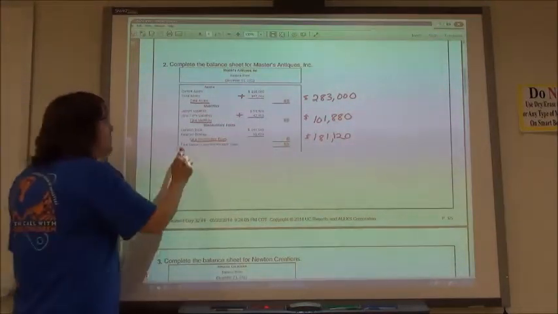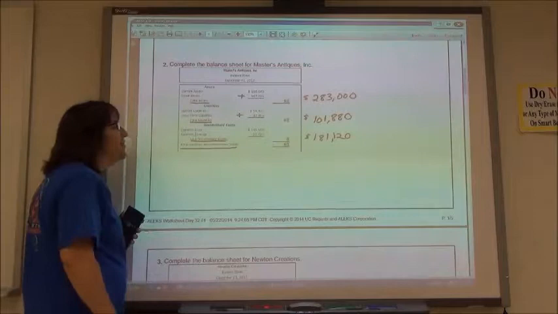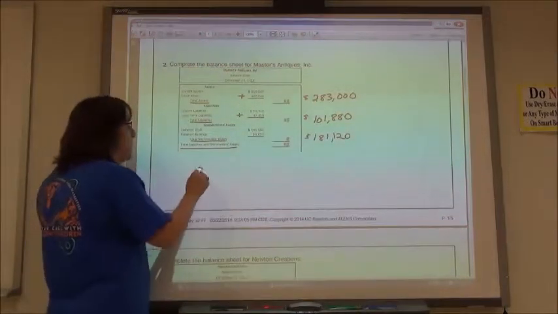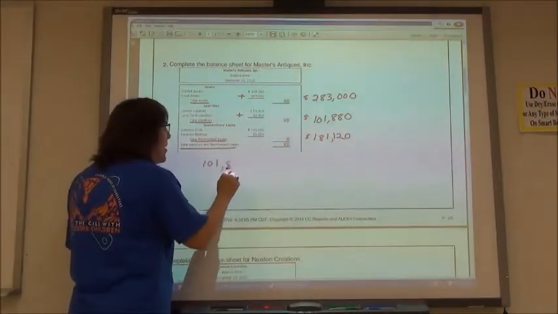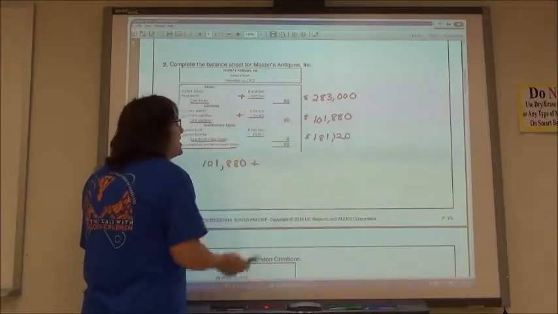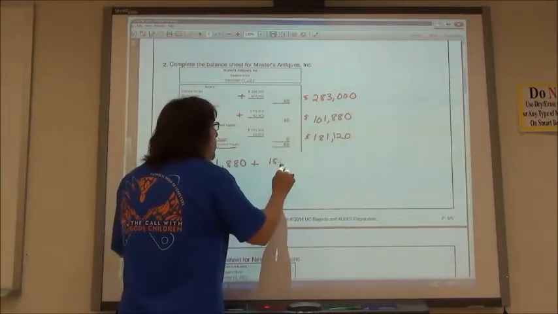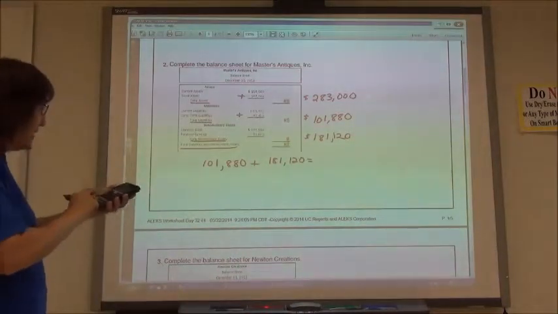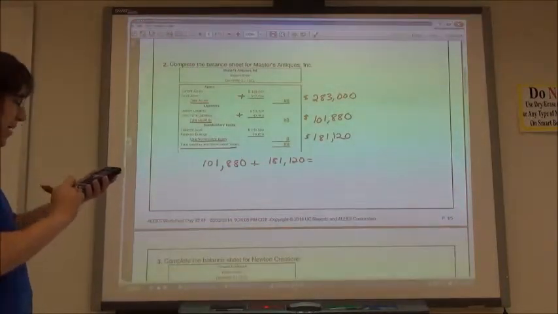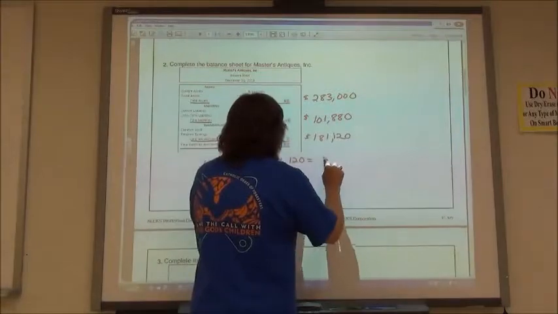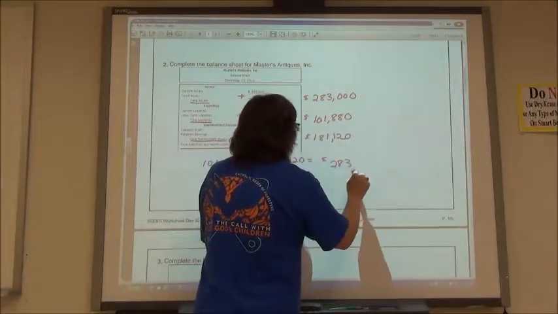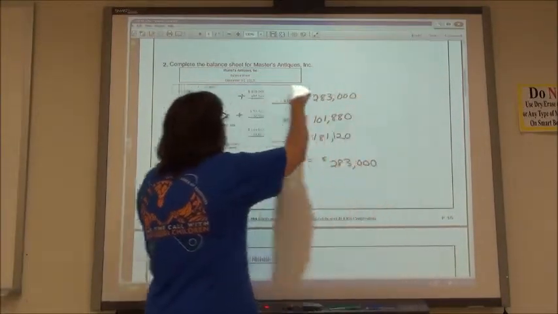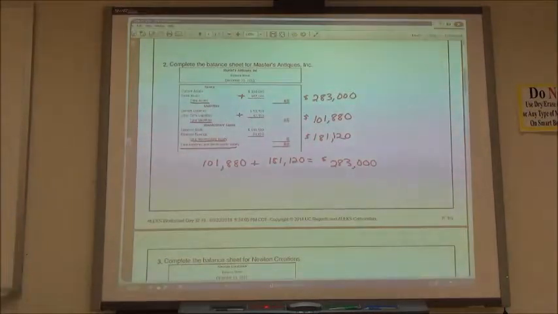Again, I want to find the total of the liabilities and the stockholders' equity. So my liabilities was $101,880. My stockholders' equity, $181,120. If I add those two things together, I end up with $283,000. And that should match up with my total assets, and it does, so my balance sheet balances out.